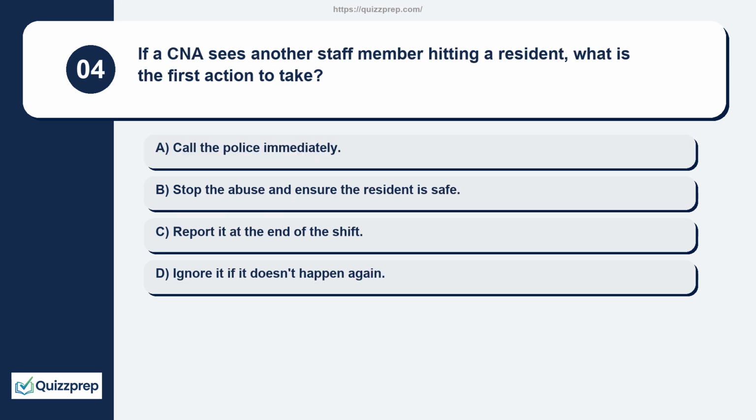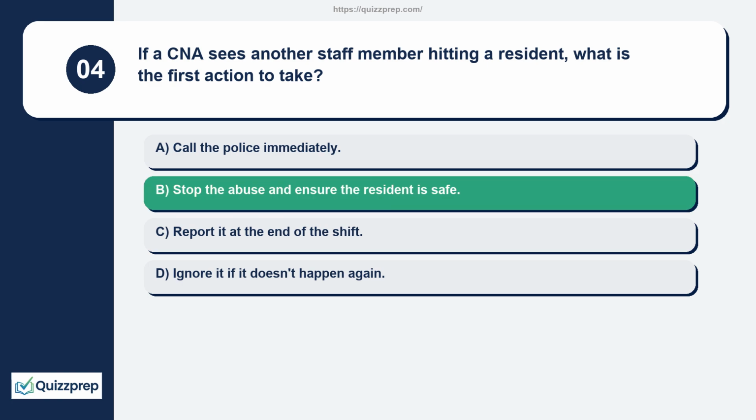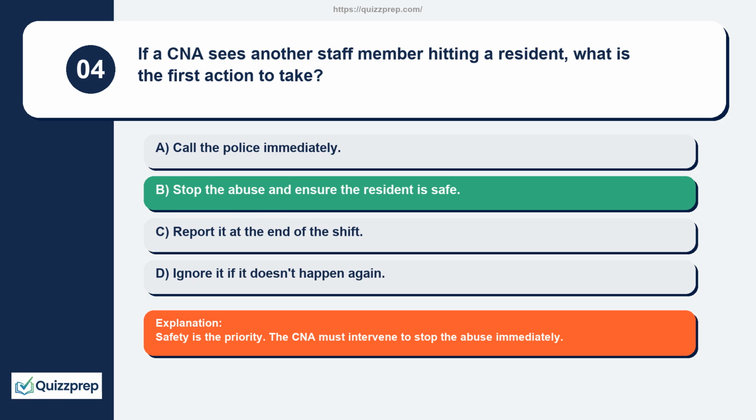Question 4. If a CNA sees another staff member hitting a resident, what is the first action to take? Call the police immediately, stop the abuse and ensure the resident is safe, report it at the end of the shift, ignore it if it doesn't happen again. Safety is the priority. The CNA must intervene to stop the abuse immediately.